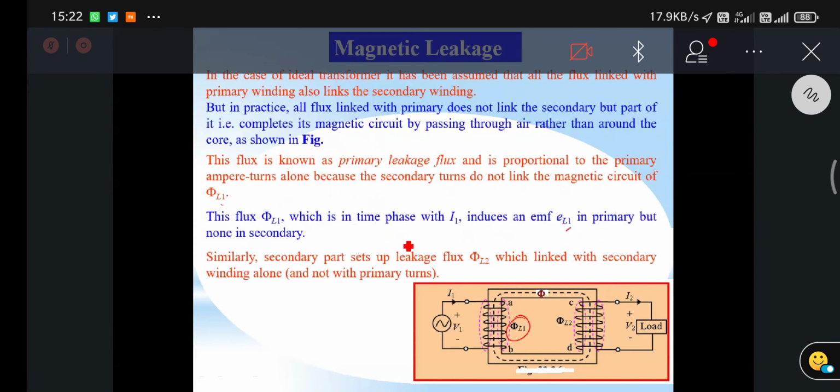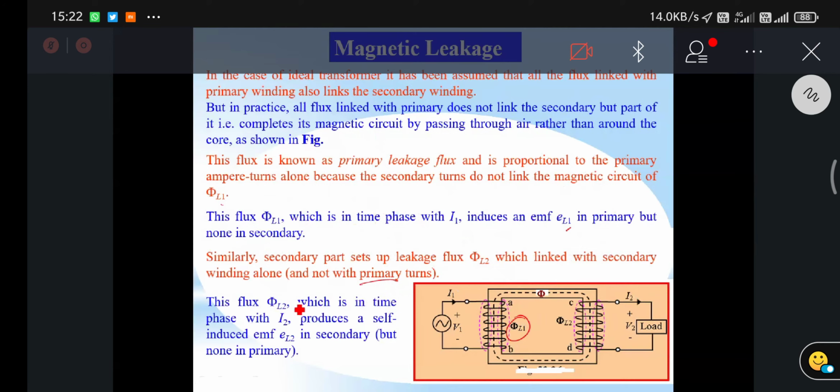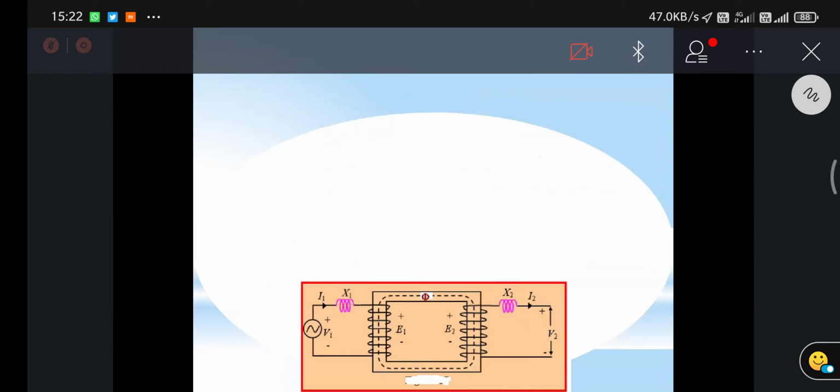Similarly, the secondary produces a leakage flux phi L2, which links with the secondary winding alone and not with the primary turns. This flux phi L2, which is in time phase with I2, produces a self-induced EMF EL2 in the secondary, but not in the primary.